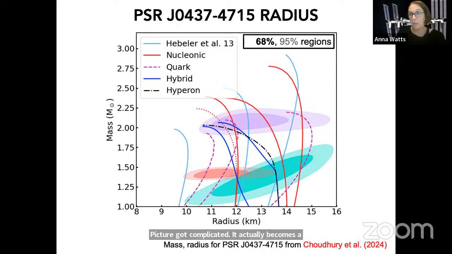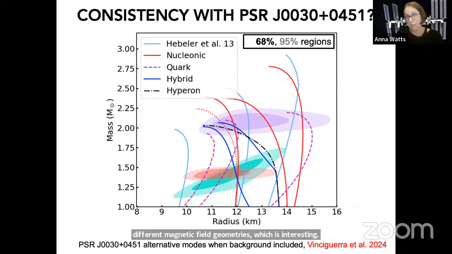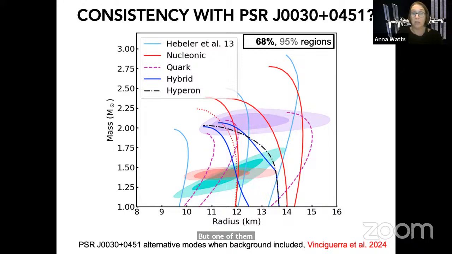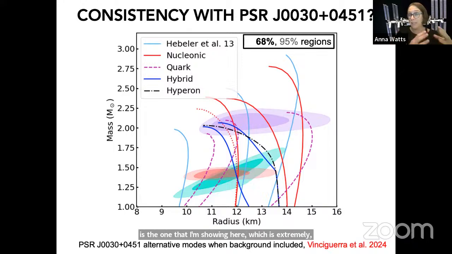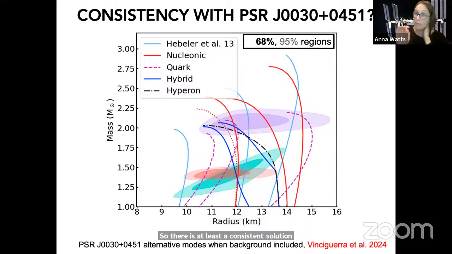We have two possible solutions for the mass radius with different magnetic field geometries, which is interesting. But one of them is the one that I'm showing here, which is extremely consistent with the latest result that we've published as well. So there is at least a consistent solution. And so I think right now that is not a worry, but it's something that we have to confirm again with future larger data sets for that source.